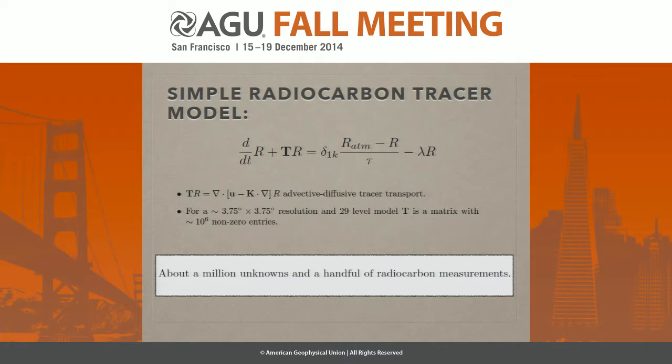If you were just trying to go from scratch and estimate the advection diffusion operator from your radiocarbon measurements, it seems kind of hopeless, because even in a very coarse model like this, there are about 10 to the 6 million non-zero entries in the advection diffusion matrix. And maybe we have on the order of 100 or so radiocarbon measurements to do the inversion. So obviously, we're going to have to build some prior information into what's possible in terms of ocean circulation. You can't just go blindly and hope that a few measurements will tell us everything about the circulation.